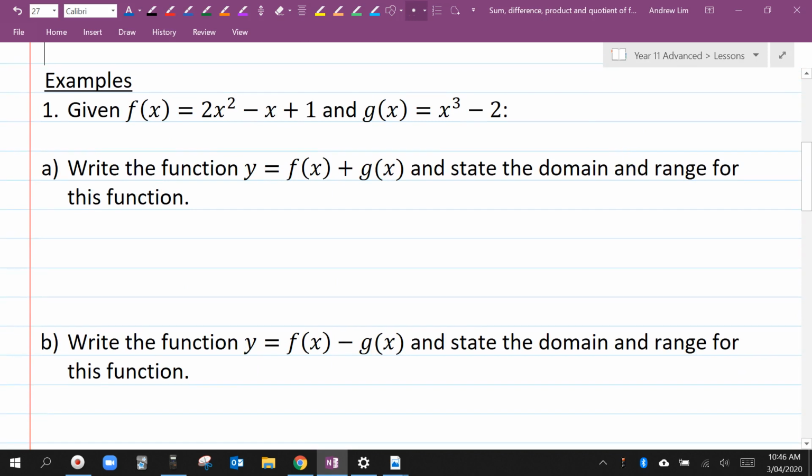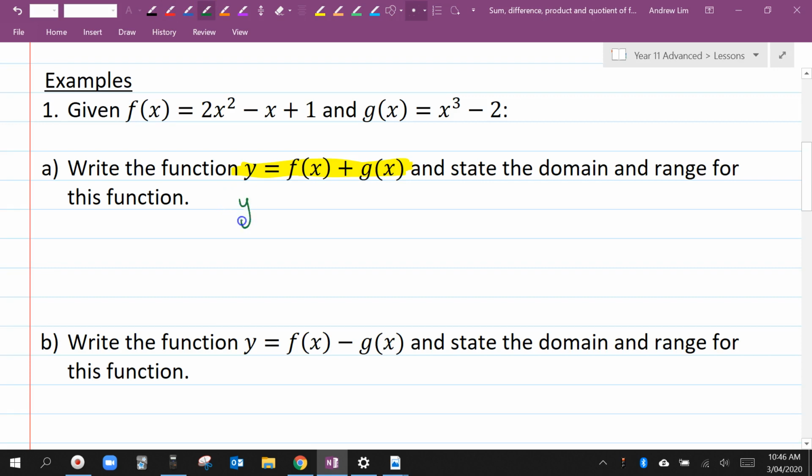Given that f of x is equal to 2x squared minus x plus 1, and g of x is equal to x cubed minus 2, write the function y equals f of x plus g of x and state the domain and range for this function. So here we've got y equals f of x plus g of x, which means we're finding the sum of two functions because it's a plus.